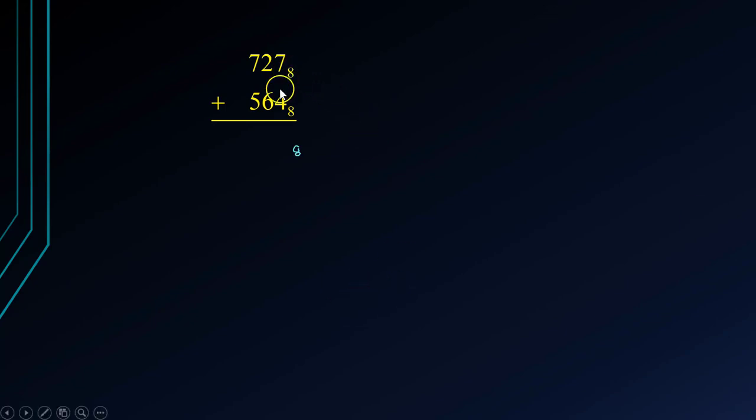And I'm going to start with the first two. I'm going to do 7 plus 4. Now 7 plus 4 is 11 in base 10. In base 8, it's going to be 1 eight plus 3 left over, so it's going to be 13 in base 8. And so I would write the 3 down here and carry the 1 up here.